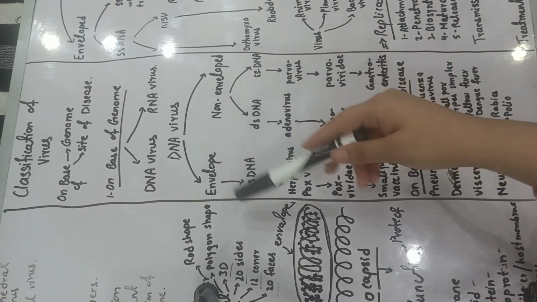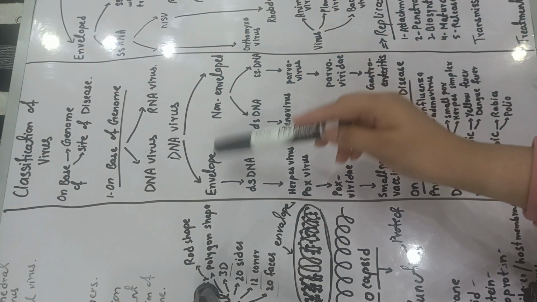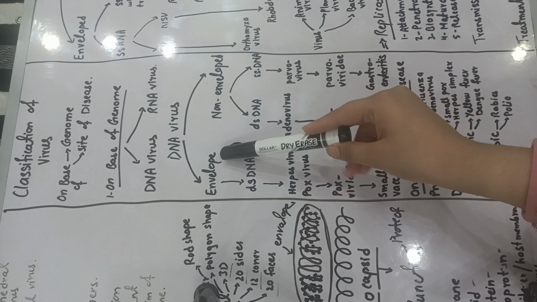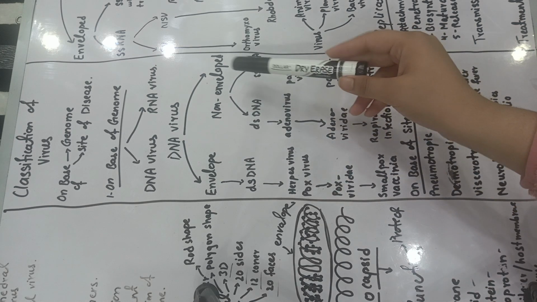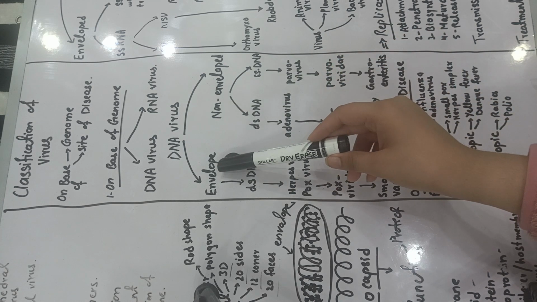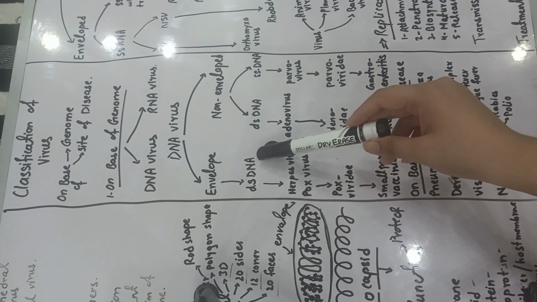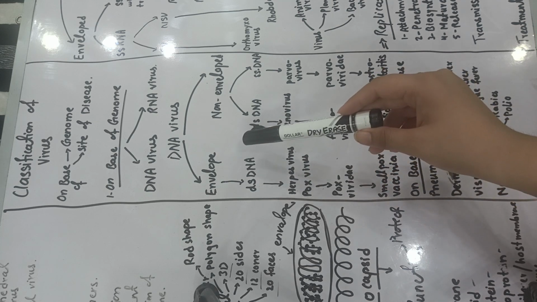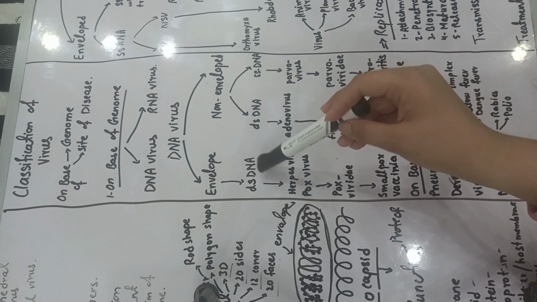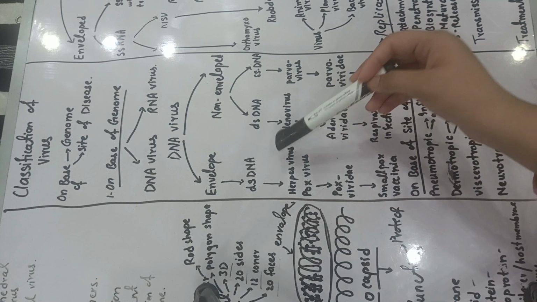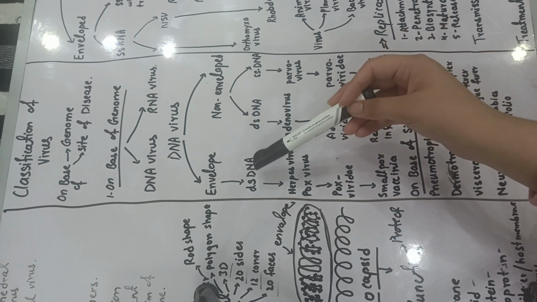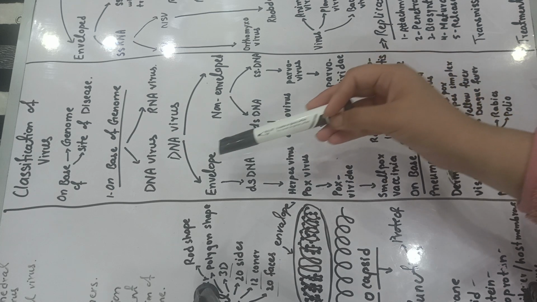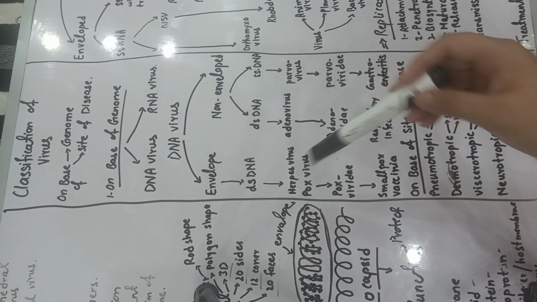Now let's discuss the classification of DNA viruses. DNA viruses can be enveloped or non-enveloped. The enveloped viruses only contain double stranded DNA. They never contain single stranded DNA. Now what are examples of them? Herpes virus and pox virus are the double stranded DNA enveloped viruses.